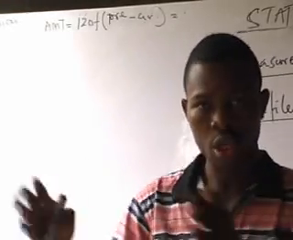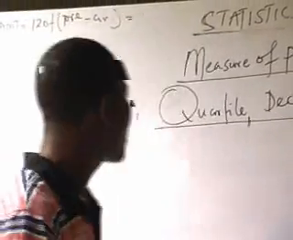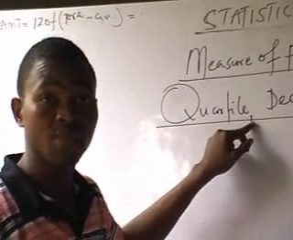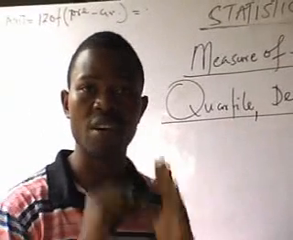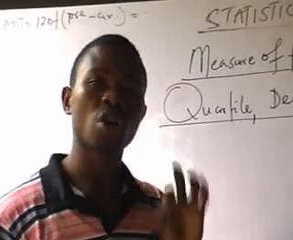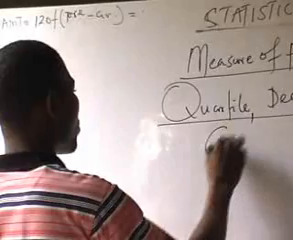About division of data into certain groups. Anytime you have partition, to partition means to divide data into certain segments. So anytime you hear the word quartile, it simply means division of data of a given distribution by 4. So we are going to look at quartile now.